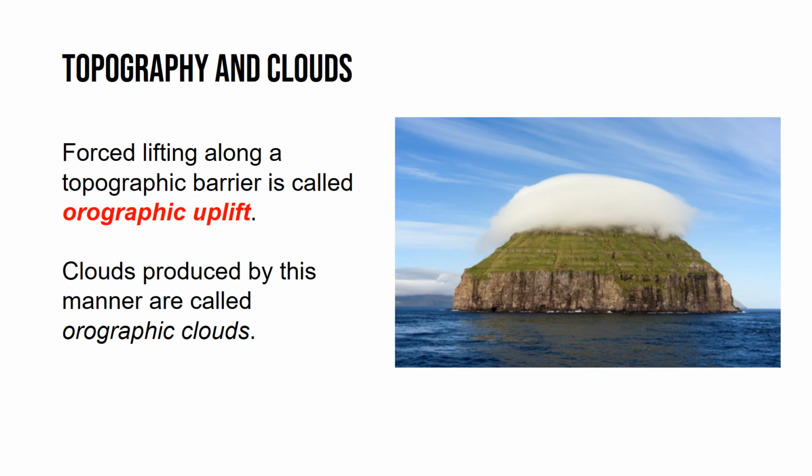Topography. So obviously, horizontally moving air cannot go through a large obstacle like the mountain in the picture. So what does it do? Obviously, the air must go through or must go over it. And so, forced lifting along a topographic barrier is called orographic uplift, and it can produce clouds.